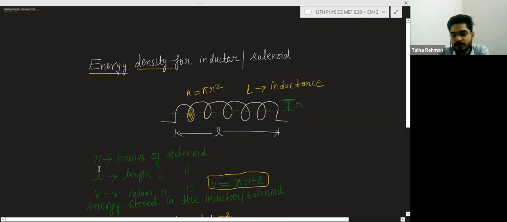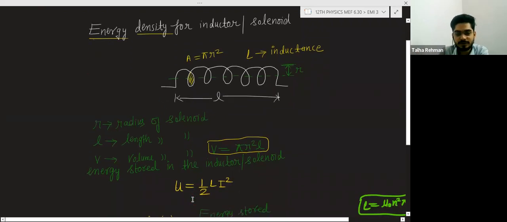I have written all the things here. Small r is the radius of the solenoid. L is the length of the solenoid. The volume of the solenoid, volume is area into length. So this is your area, pi r square. You will multiply it with length, you will get the volume. Energy stored in an inductor is half L i square. This thing you should know.